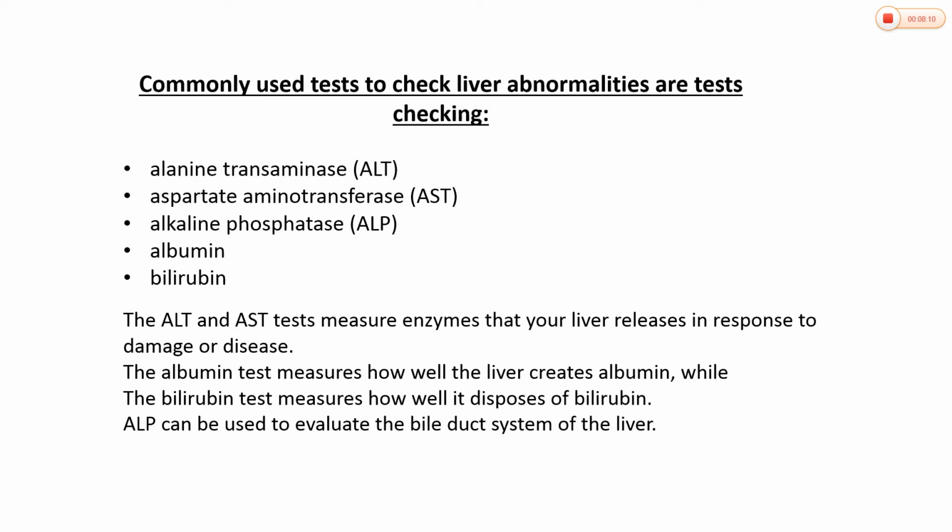The albumin test measures how well the liver creates albumin, and the bilirubin test measures how well it disposes of bilirubin, because most of the drugs or agents are transported through the albumin to the liver. Also, alkaline phosphatase can be used to evaluate the bile duct system of the liver. So how do we determine the serum bilirubin?